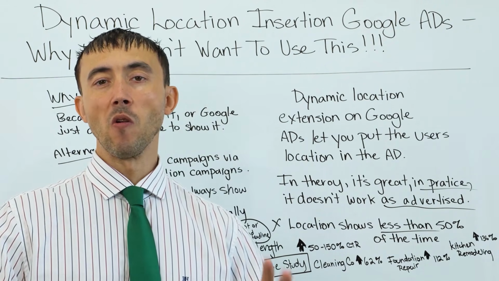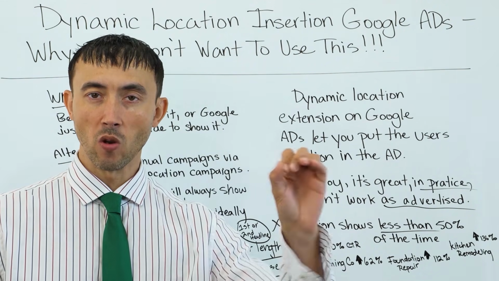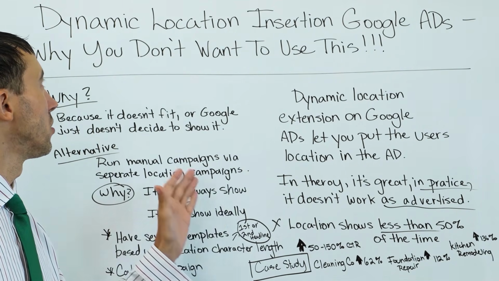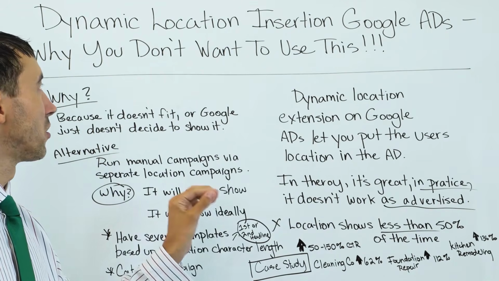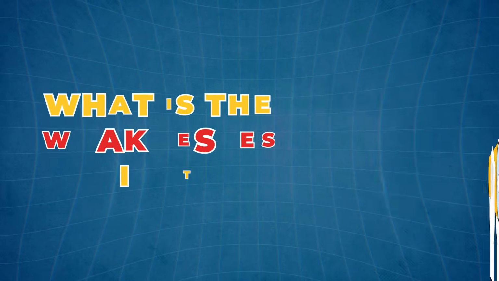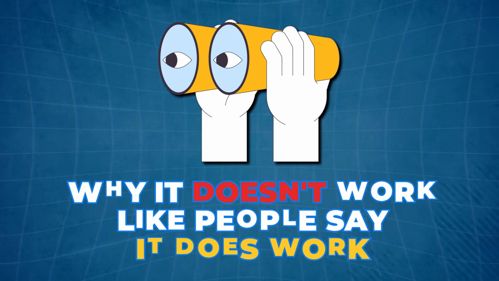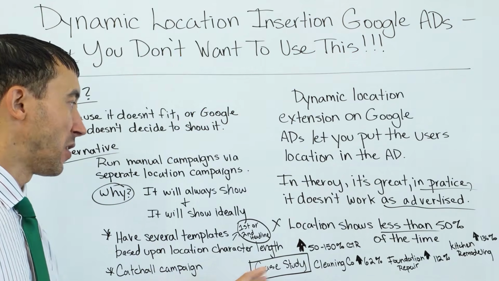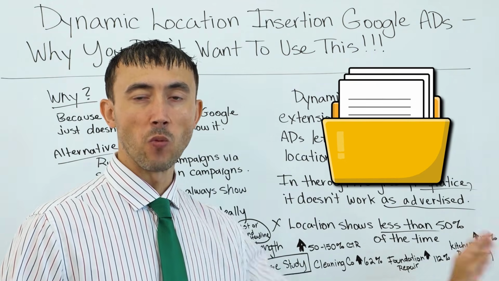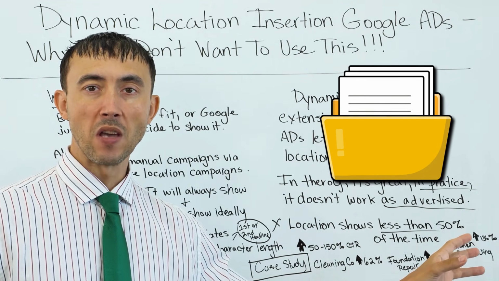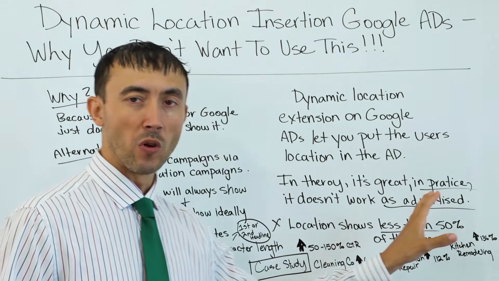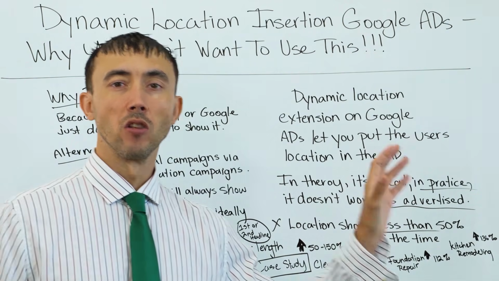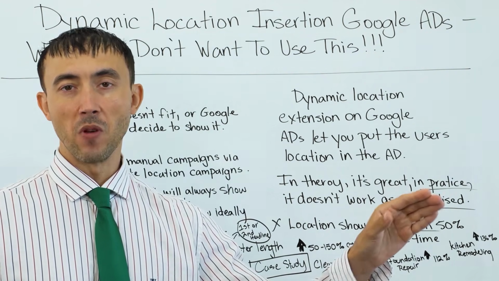Okay, I'm going to go over how to do that on today's video, what the so-called alternative is, and then specifically why you don't want to use dynamic location insertion, because the alternative is better. That is, what are the weaknesses in it, and why it doesn't work like people say it does, including Google. And if you stay to the end of the video, I'll have some actual case studies showing what kind of results we got with the alternative, which explains clearly why you don't want to go with dynamic location insertion itself.